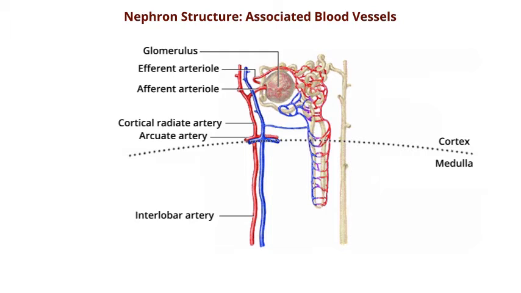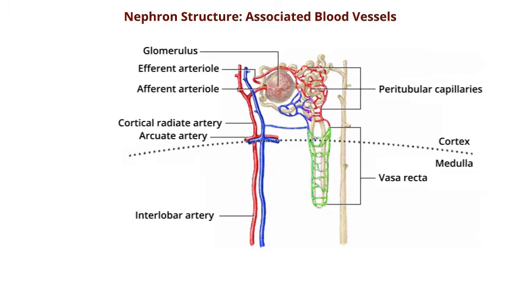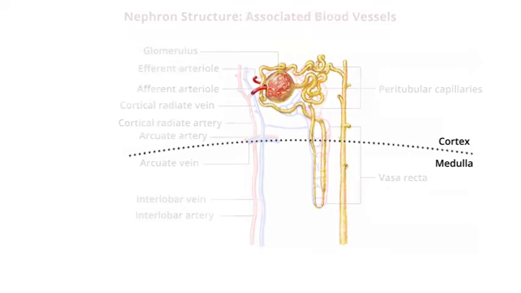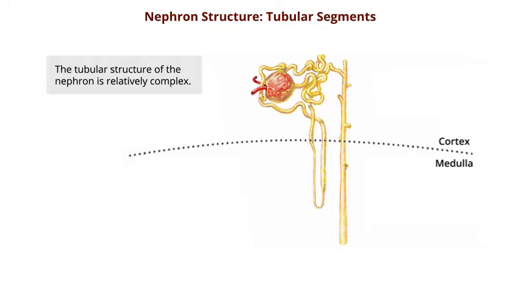Blood passes from the efferent arteriole into the peritubular capillaries and vasa recta. From there, blood drains into the cortical radiate vein, flows into the arcuate vein, and enters the interlobar vein, eventually reaching the renal vein. Let's see the nephron's tubular structure. The tubular structure of the nephron is relatively complex. Let's simplify the diagram further.